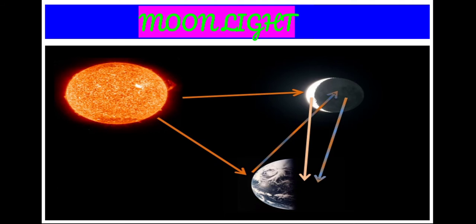Okay. The moon doesn't have its own light. In this image, you can clearly observe the day side of the earth gets light from the sun. In the same way, the remaining half, the night side of the earth, is getting light from the moon's reflection. So, the moon doesn't have its own light. It reflects the sunlight.